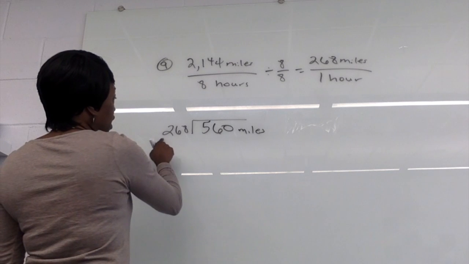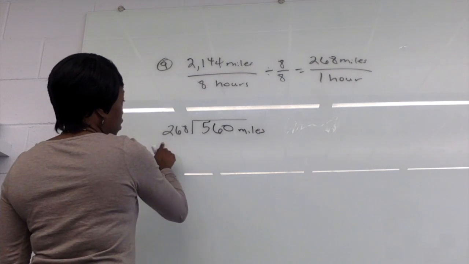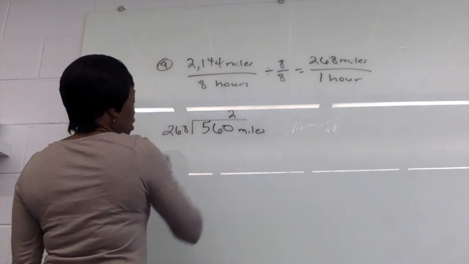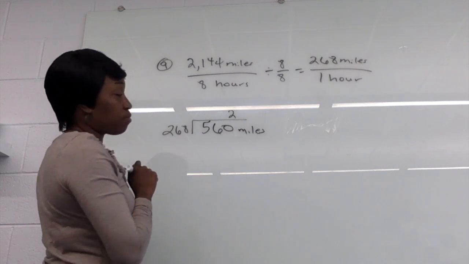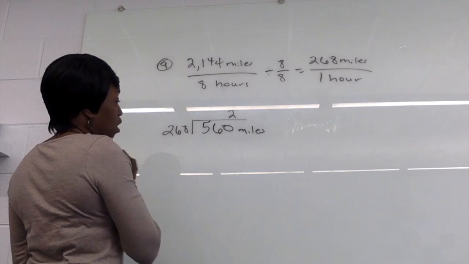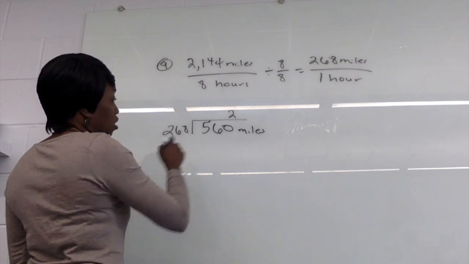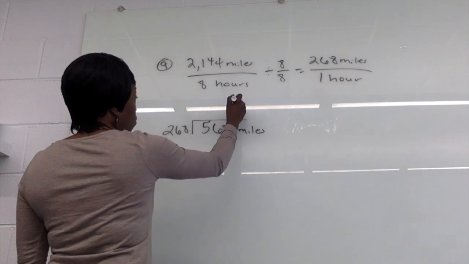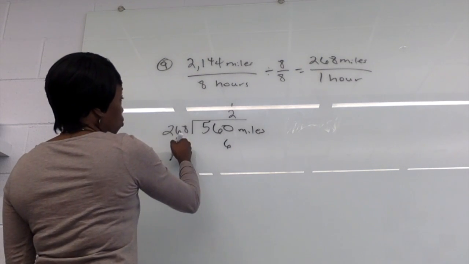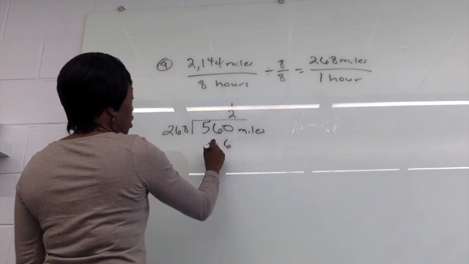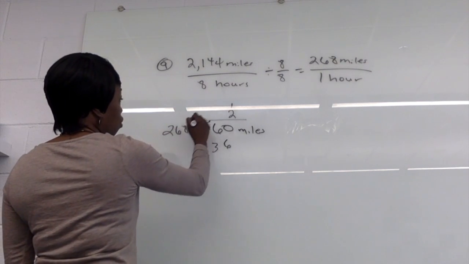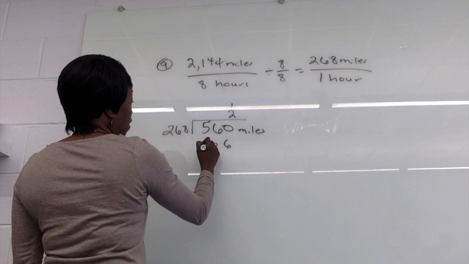Now, once again, I can look at my 2 with my 5 here, and I'm going to go to 2 because I know 3 is going to be too much. So I'm going to test out 2 and see if that works. 8 times 2 is 16. Carry the 1. 6 times 2 is 12 plus 1 is 13. Carry the 1. 2 times 2 is 4 plus 1 is 5.